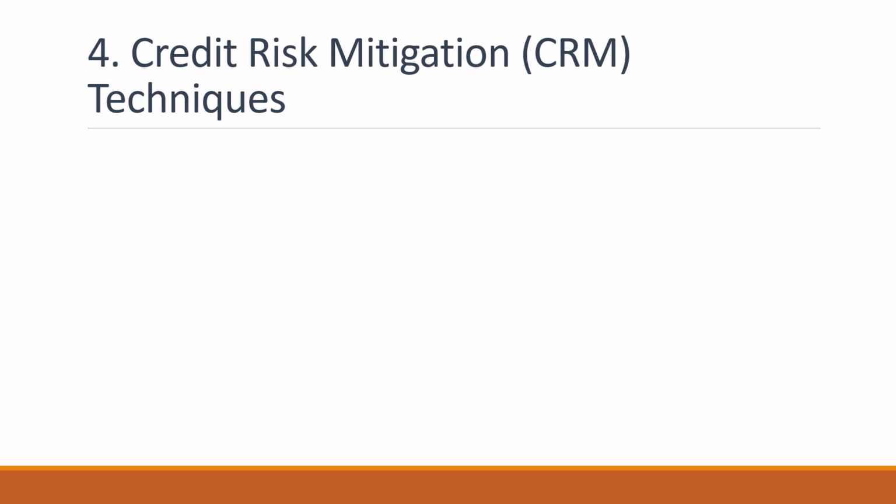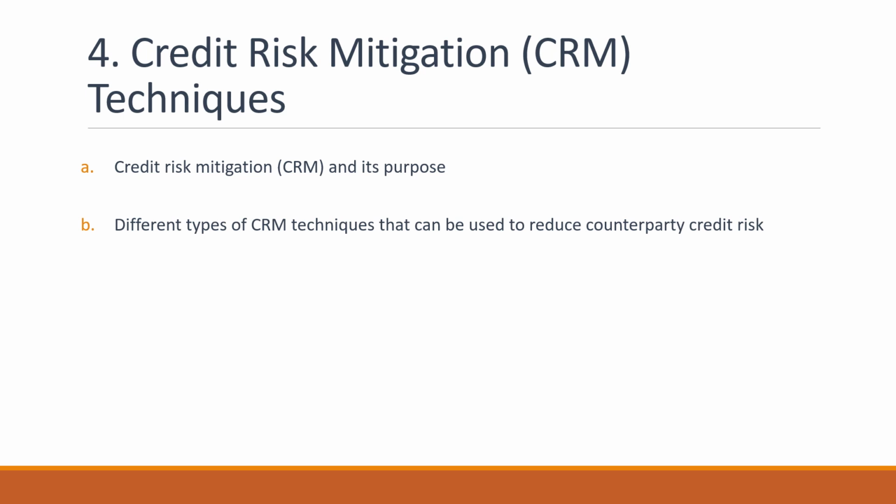Credit risk mitigation, CRM, techniques. Credit risk mitigation techniques are methods used to reduce the impact of counterparty credit risk. Examples of CRM techniques include collateral, netting, and guarantees. The use of these techniques can lower the capital charge for counterparty credit risk. For example, if a bank takes collateral to cover counterparty credit risk, the amount of capital required to cover the risk may be lower. It's important to understand the different types of CRM techniques and how they can affect the capital charge for counterparty credit risk.